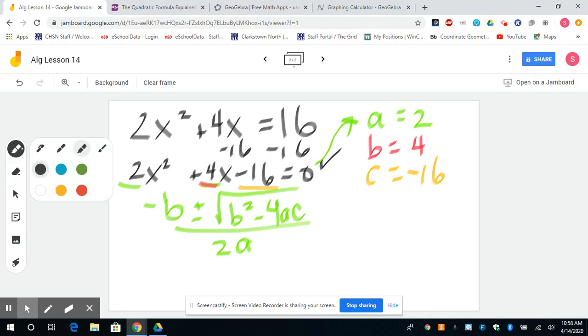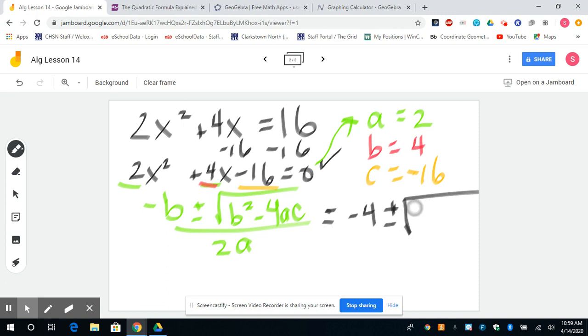All right, so now I'm going to plug these into my formula using the values above. So -b would be -4 plus or minus. Remember, when you take the square root of something, you could have a plus or minus answer, so that's why it's in that equation. The square root of b squared, which is 4 squared, minus 4ac, so -4 times 2, which is a, times c, which is -16. I can't fit it. That was my mistake. And then all divided by 2 times a, which is 2 times 2. Okay, and now we're going to simplify.